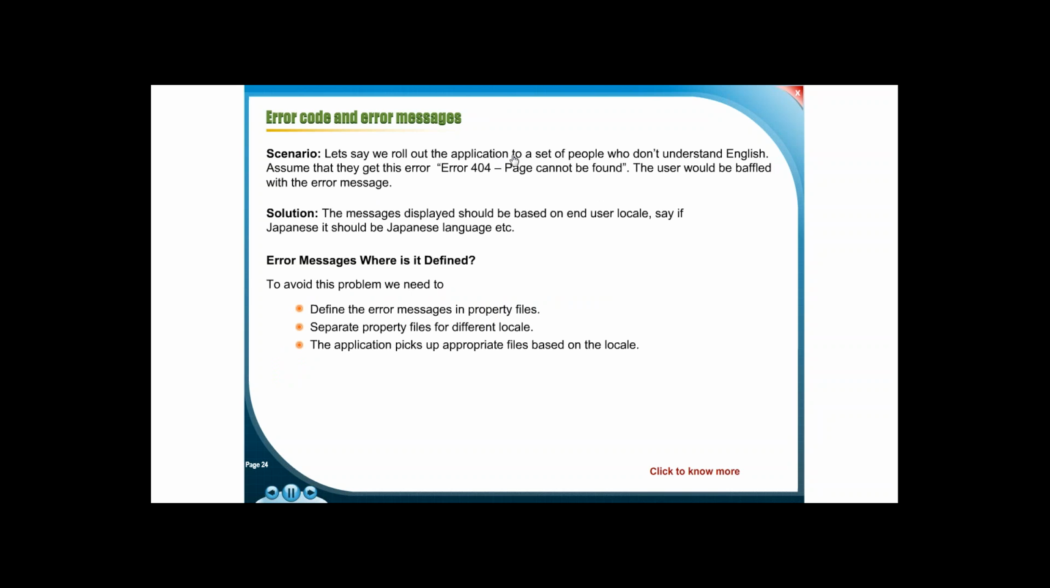Let's say we roll out the application to a set of people who don't understand English. Assume that they get the error code 404 page cannot be found. The user would be embarrassed by looking at the error code. So the messages displayed should be based on the end user locale. For Japanese users, it should be in the Japanese language. To avoid this problem, define the error messages in separate property files for different locales, and the application picks up the right one based upon the locale.